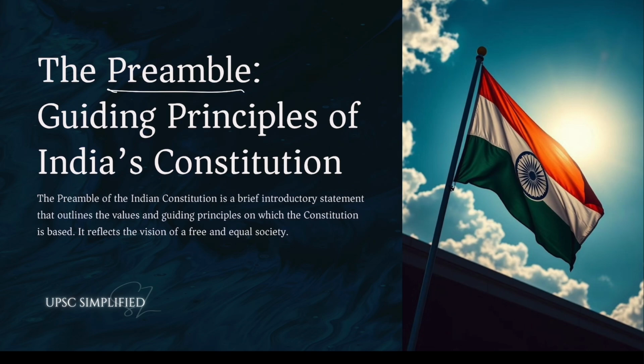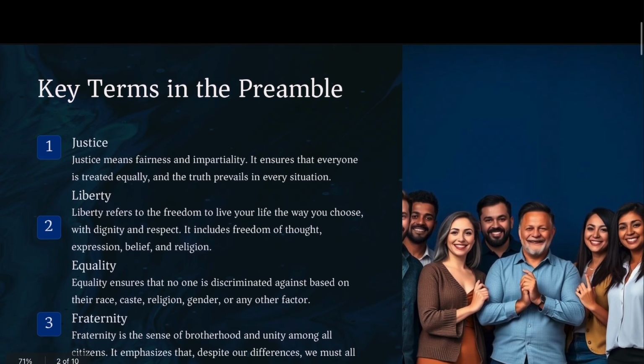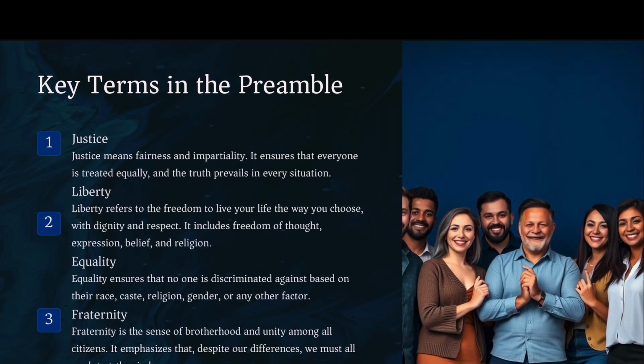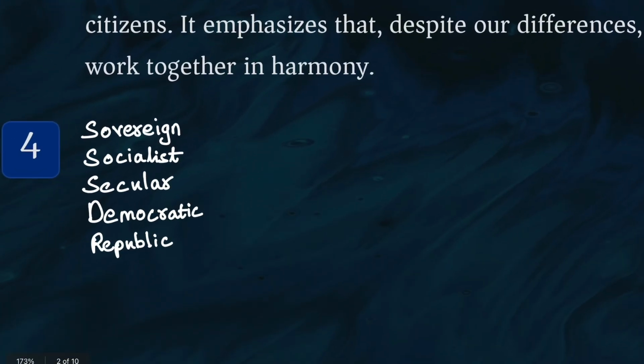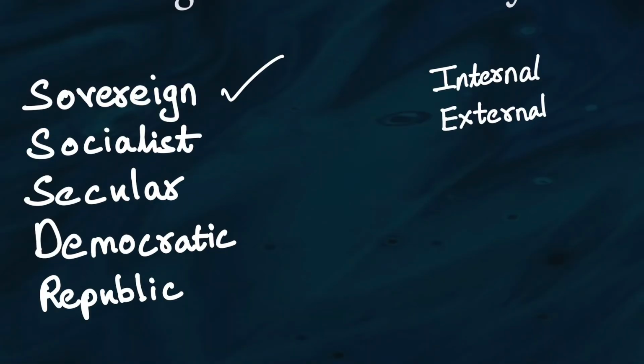Now let's dive a little deeper and understand the key words in the preamble, because each word has immense significance. We'll start with sovereign. Sovereign means that India is an independent and free nation, not subjected to any external authority. The country has the power to make decisions on both internal and external matters. India can choose its own path without being influenced by foreign powers.